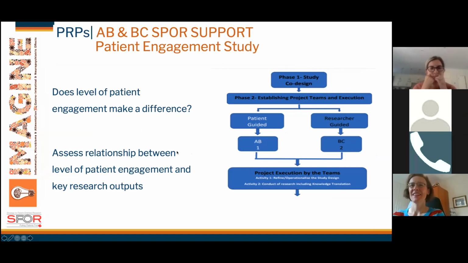So really looking at comparing, if we are executing a research study and one side's research guided and the other side's patient guided, what will the differences be? Is there a relationship between the level of patient engagement and key research outputs? When it's patient guided versus research guided, are the results going to be different? And does that level of engagement make a difference?